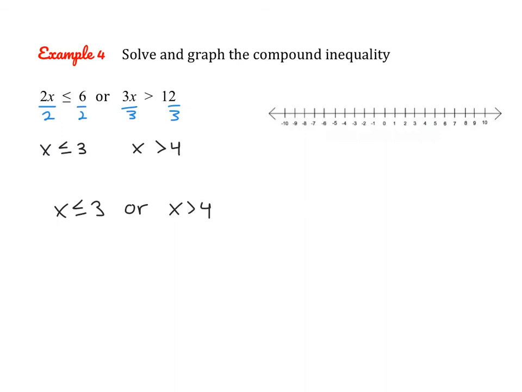So any numbers less than or including 3, which is why we use that closed circle, and then everything bigger but not including 4. So you can see there's actually only a really small gap of numbers that doesn't work for this compound inequality.